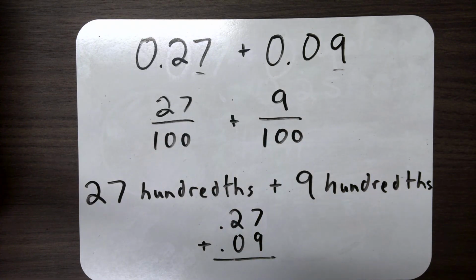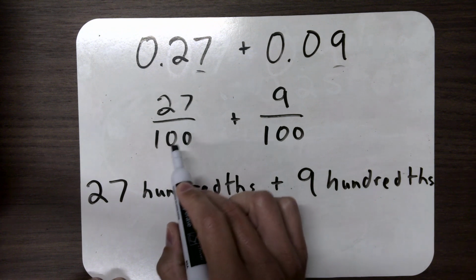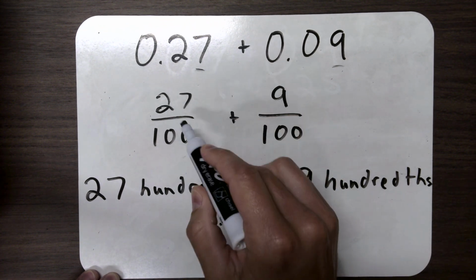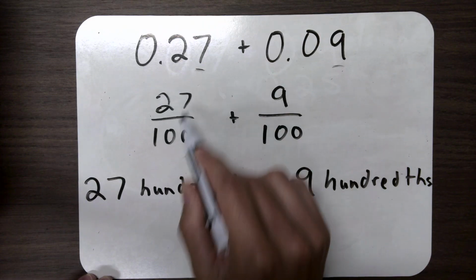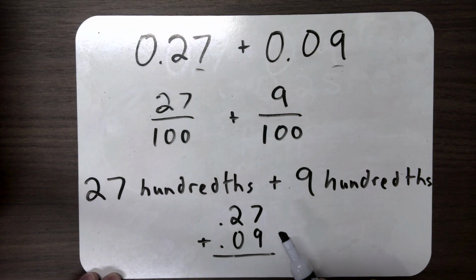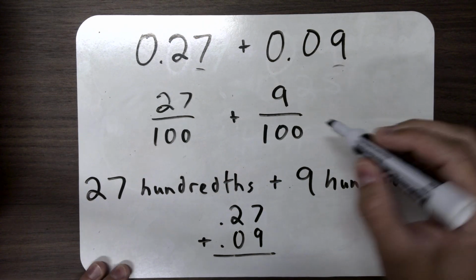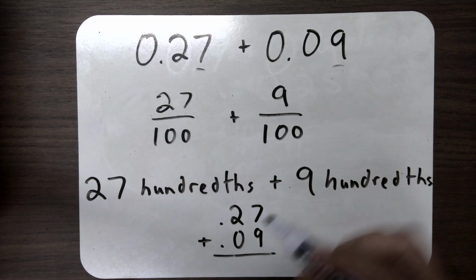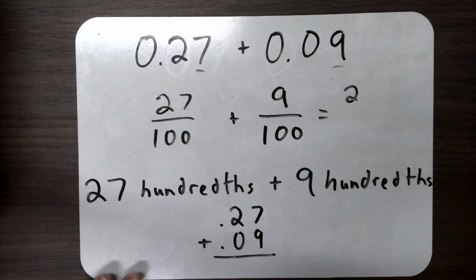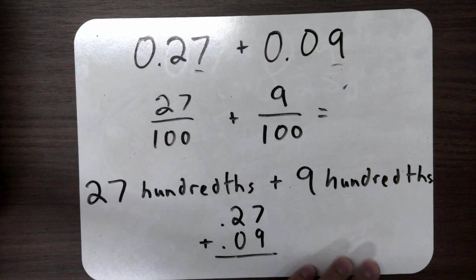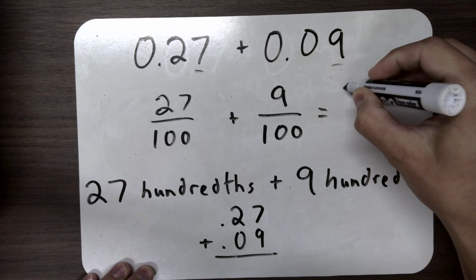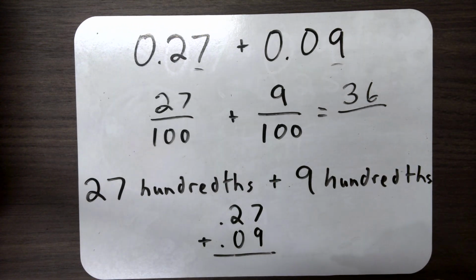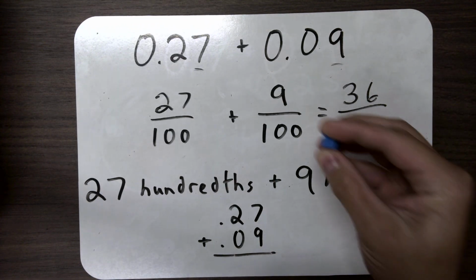One strategy we can use to solve this, which we didn't necessarily show with the models, is to just think of this in our fraction form. And so since it's 27 hundredths, we can say it's 27 parts out of 100 total parts. That would be, we need to make the whole. So we can solve this using fraction addition, right? So it would be 27 plus 9. All right, so you get 36.